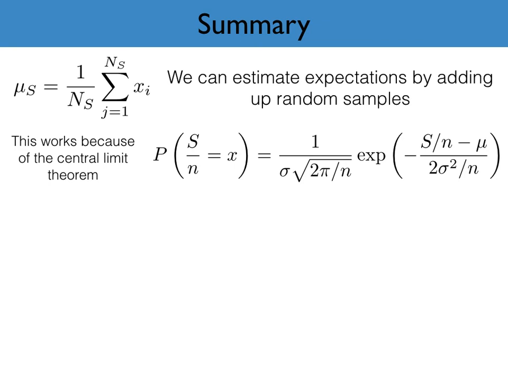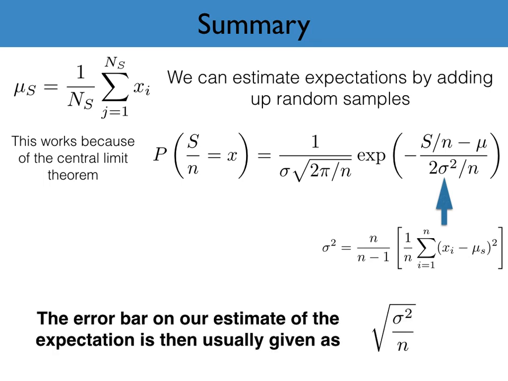We typically use it to calculate an error bar as follows. We first calculate the variance of the distribution using the formula that we've just derived. The error bar that is then often reported is the square root of sigma squared over n, although wider confidence limits are often used.